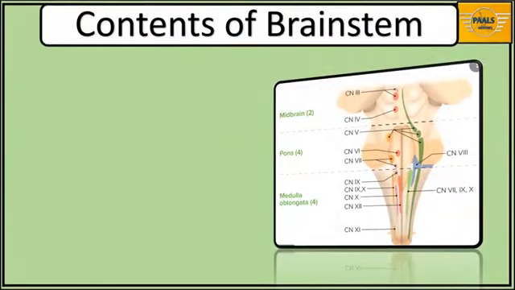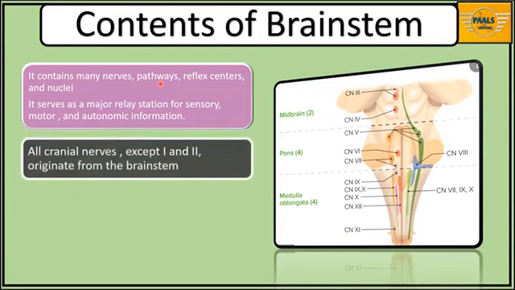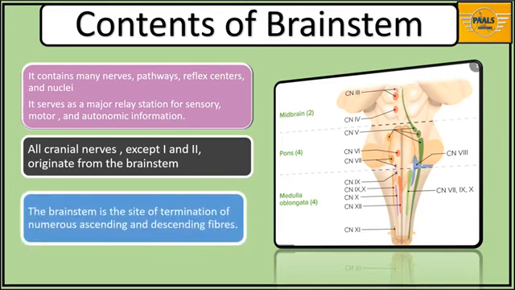Now there are so many contents, a number of structures to be seen within the brainstem. Some of these structures are the pathways. We'll see a number of reflex centers, and then so many nuclei, particularly the nuclei of the cranial nerves. So we'll be seeing the brainstem serving as a major relay station for sensory, motor, and autonomic information. For the cranial nerves, we'll be seeing the nuclei of the 3rd to the 12th cranial nerve within the region of the brainstem. So the brainstem is a site of termination of numerous ascending and descending fibers.